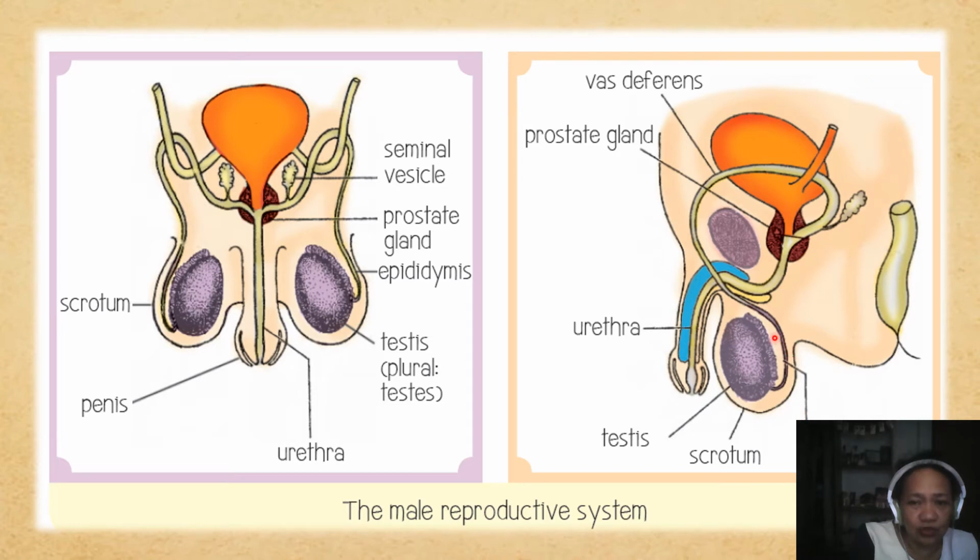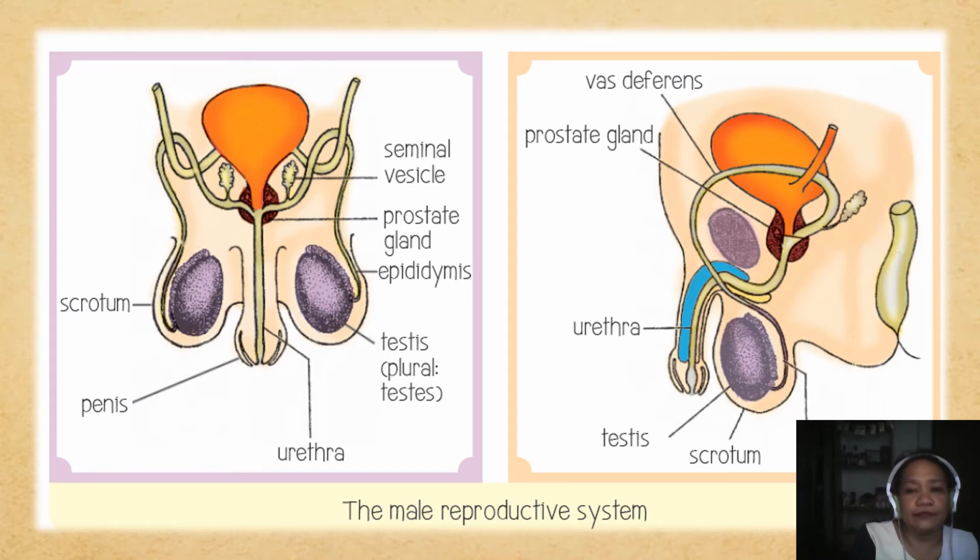And the tube going to the scrotum, as you see, then the tube is like this going to the urethra. Okay, that is the epididymis. Okay, this is the external and internal male reproductive system.